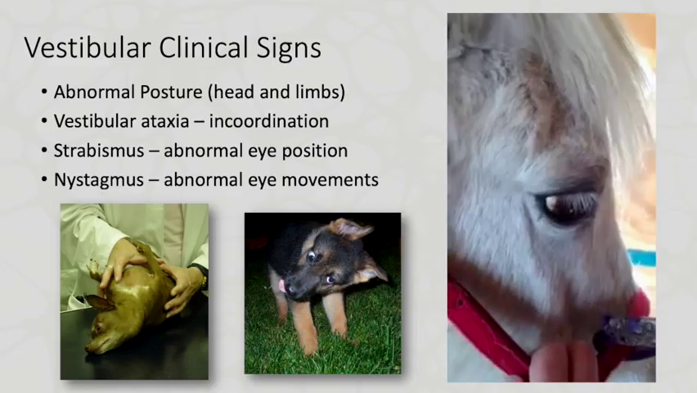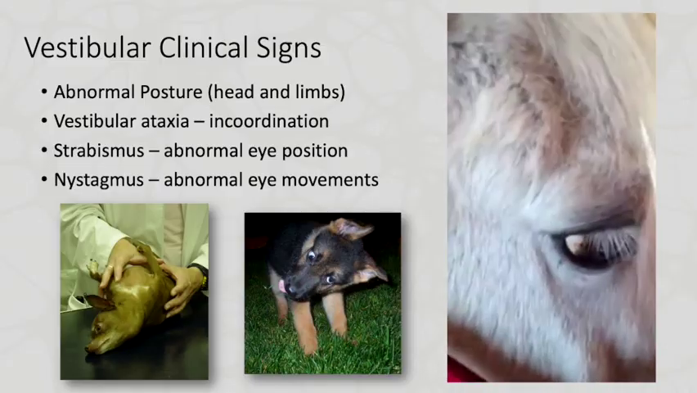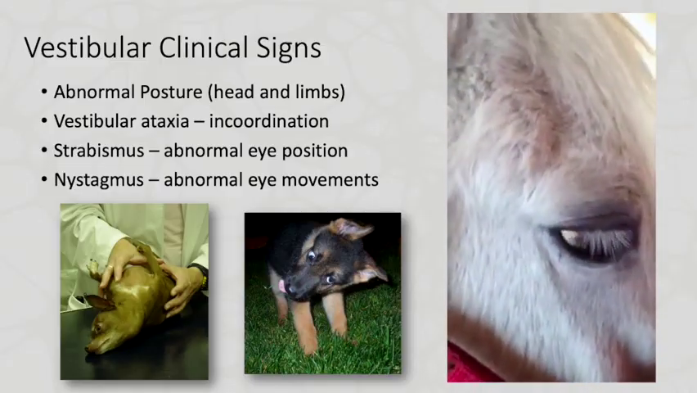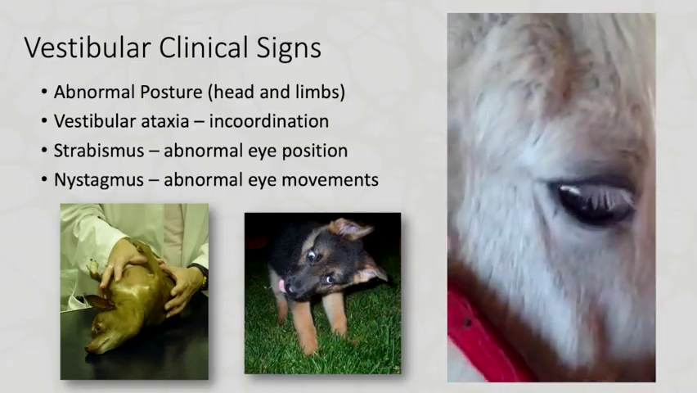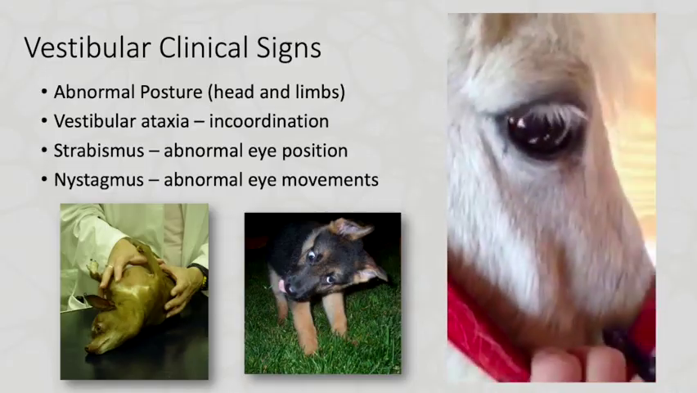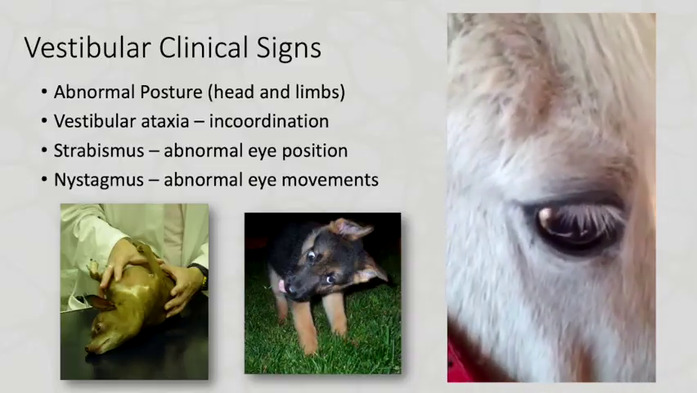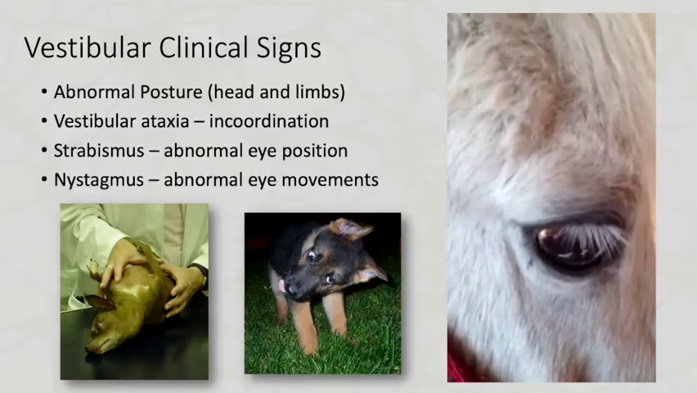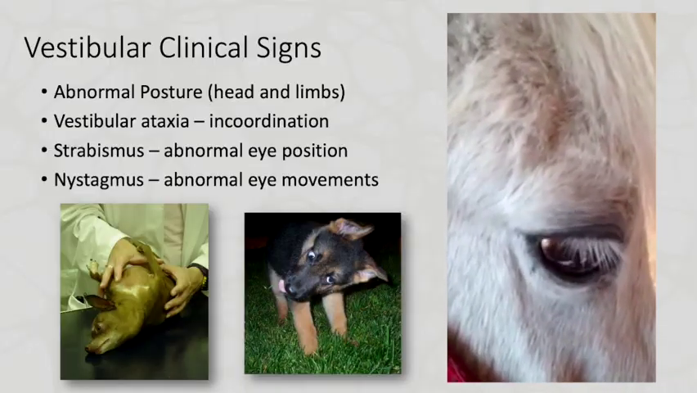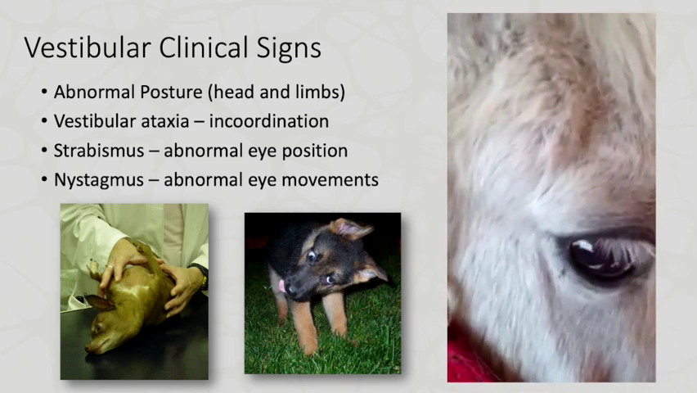Of course, strabismus may be present, but a lot of times when there's vestibular dysfunction, it can be acute and severe. So it's hard to appreciate the strabismus because we have nystagmus or spontaneous nystagmus, pathologic nystagmus that are present, like what we see in this horse here. So it's hard to truly appreciate could there be a strabismus, an abnormal position of the eye, because we're seeing these spontaneous movements of the eye.